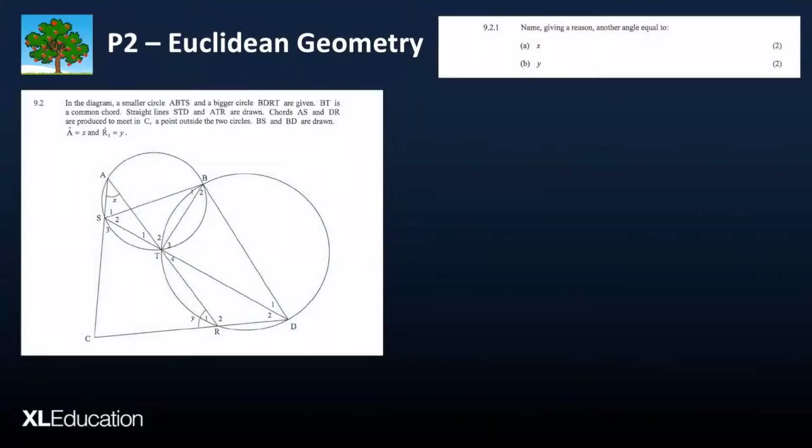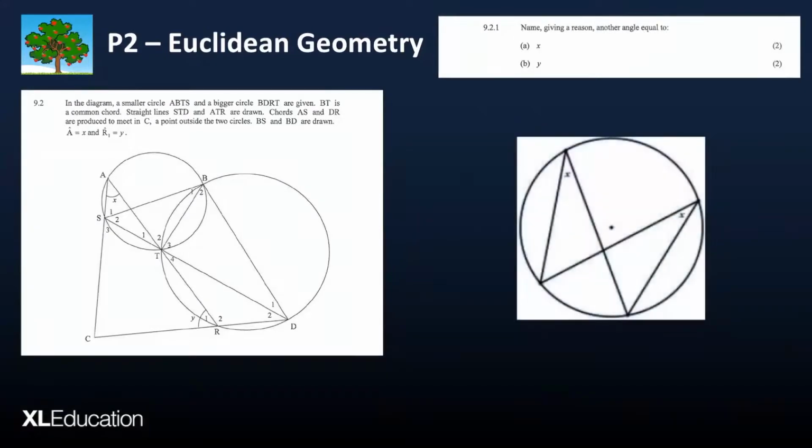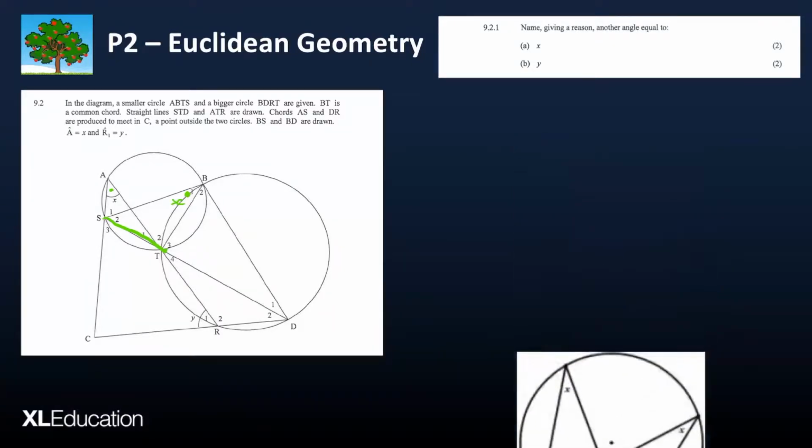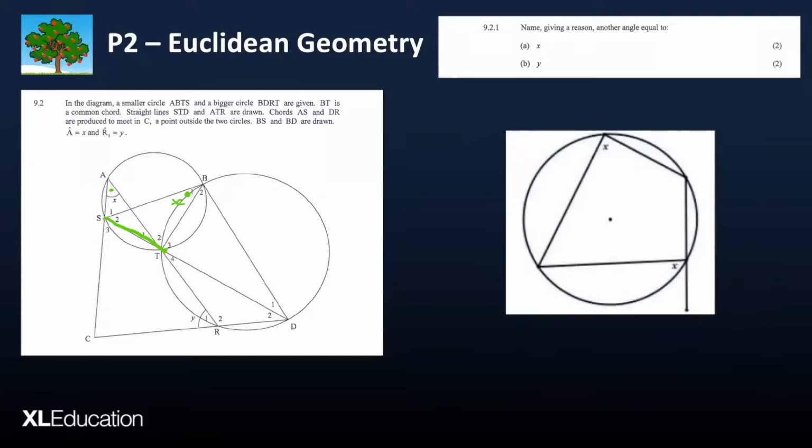So I want you to think about, looking at the diagram, this theorem: angles subtended by the same arc or chord are equal. Angles in the same segment. So you can see ST is subtending this angle here. At the same time, it is subtending this angle here. So you can see that angle B1 is also equal to X.